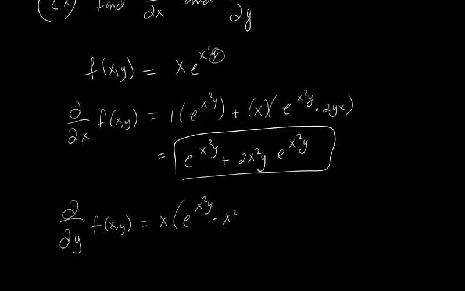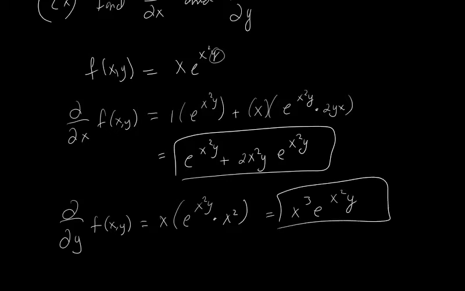So we're just chaining on the constant, in air quotes, the constant from the linear term. So then what we end up with here is x cubed times e to the x squared y. And there's our partial derivative with respect to y.